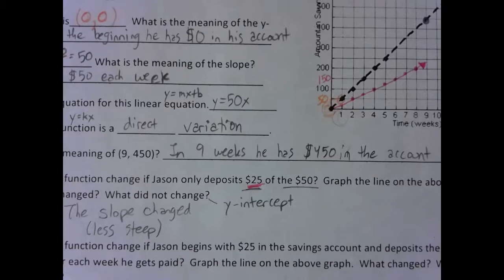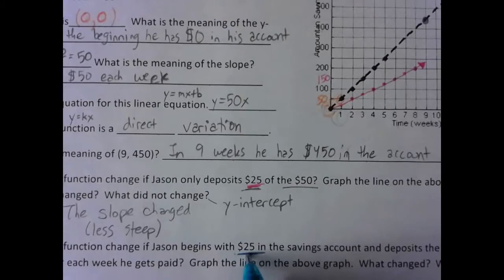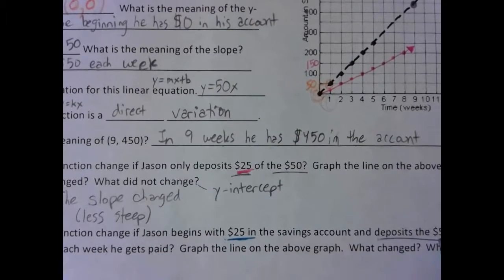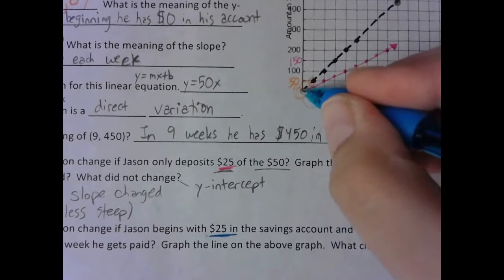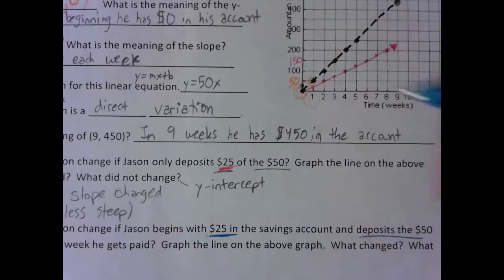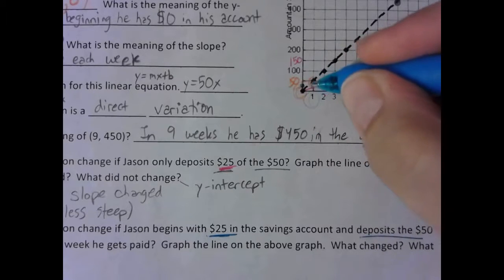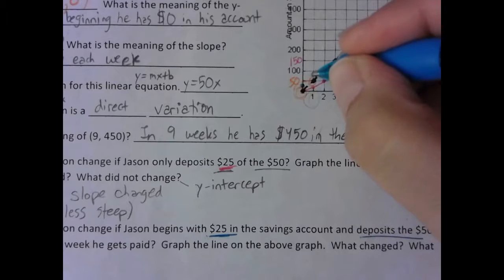Okay. It says, how will the function change if Jason begins with $25 in the savings account and deposits the $50 from his mother each week he gets paid? Graph the line on the above graph. What changed? What did not change? Etc., etc. Let's see. I'm going to need a different color. Okay. So let's say if he begins with $25 and deposits the 50. So that means we don't start at 0. We're going to start at 25. And each week go up 50. So 25 plus 50, that's going to give us there.